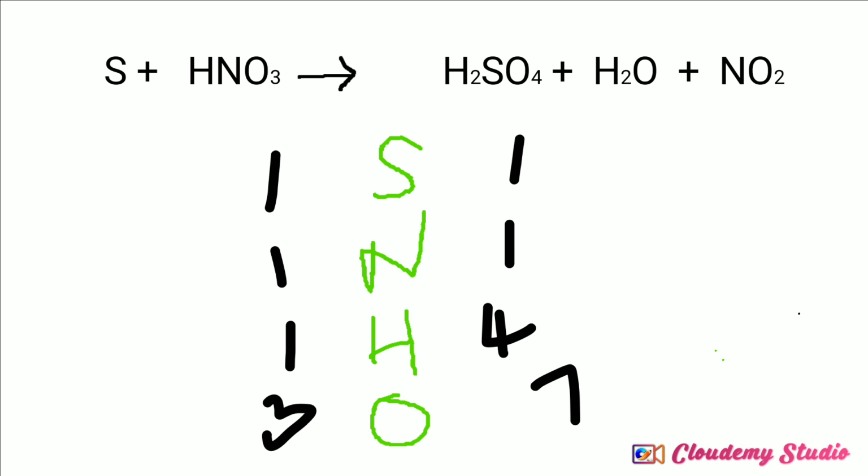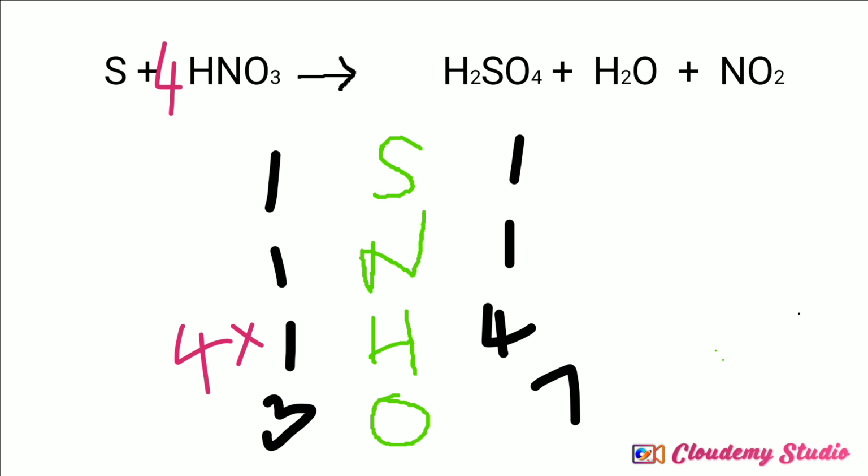Now sulfur and nitrogen are equal on both the sides, but hydrogen and oxygen are not equal. Now hydrogen, if we try, right hand side 4 times, but the left hand side only one time. So what we can do, we can multiply this 1 by 4. This 4 we need to place before the formula of nitric acid as a coefficient.